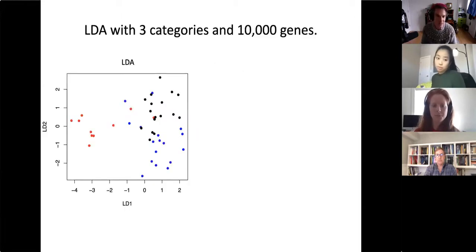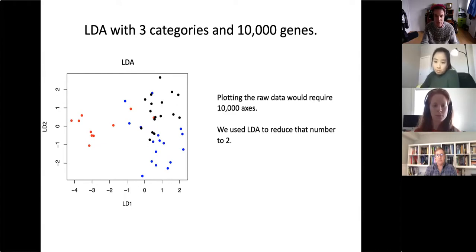So here, this is real data. Everything I've been showing is kind of pretend data, but this is real data that I worked with when I was back at UNC doing research. This is a peptide array. It's an array that measures how many proteins are in somebody's, I think in this case, somebody's blood serum. Anyways, we had 3 different categories, and I applied LDA to these 10,000 genes. If I tried to plot the raw data, I wouldn't be able to do that.